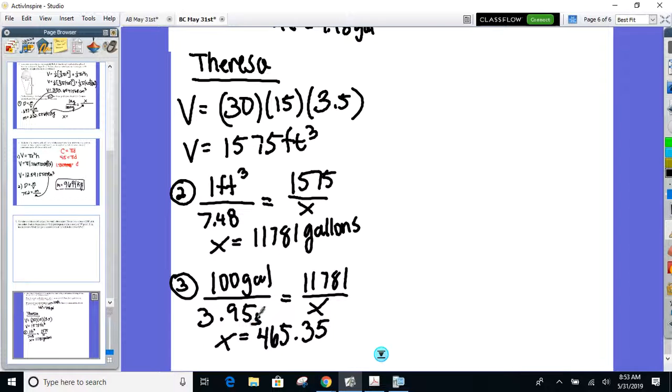You think you can handle Nancy on your own? Only difference is, well, 2 differences. 1, her pool's a different shape. And 2, she's getting charged a different amount. So go ahead, find out how much Nancy will be charged.